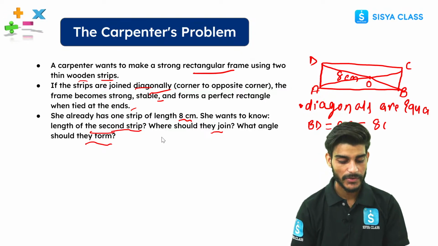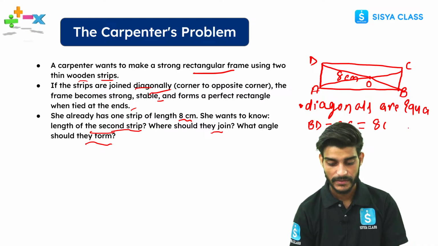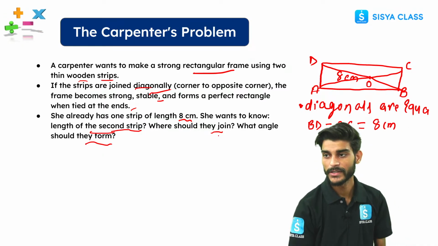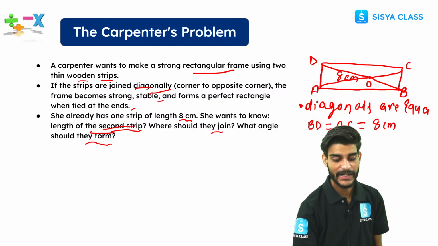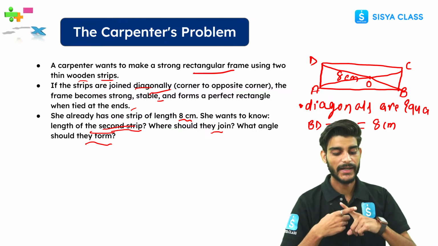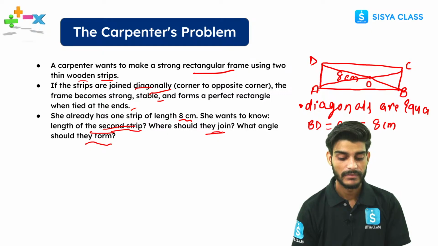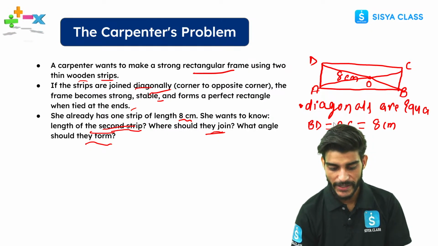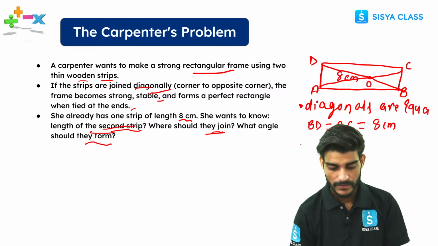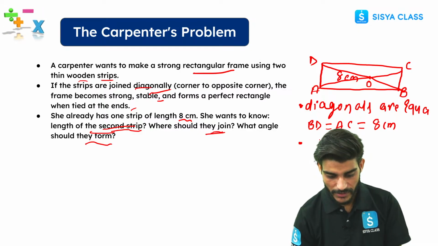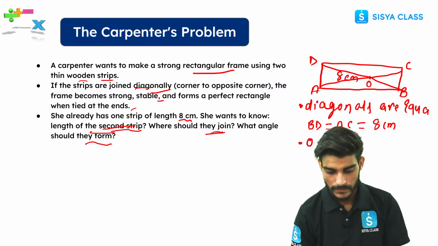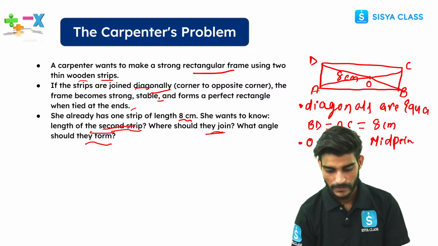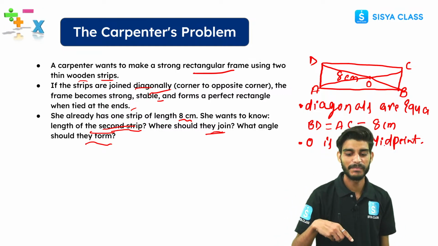So the first question is clear to you. 8 centimeter. You have to find the length of the second strip, and both the strips are joined diagonally to each other. Where should they join? They should join at the midpoint. So the second answer is that the point O is the midpoint.